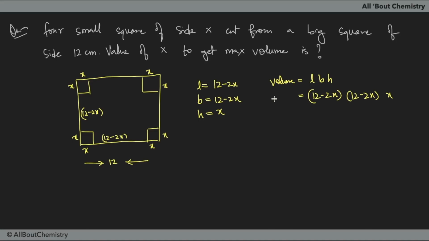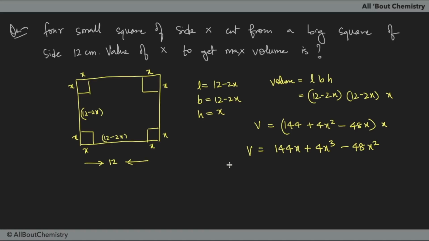The second way is to use maxima and minima to solve it. In that case what you have to do is consider this as V. Multiply it out, so it will become 144 plus 4x square minus 48x, right? I have multiplied these two brackets and multiplied with x, so V is equal to 144x plus 4x cube minus 48x square.